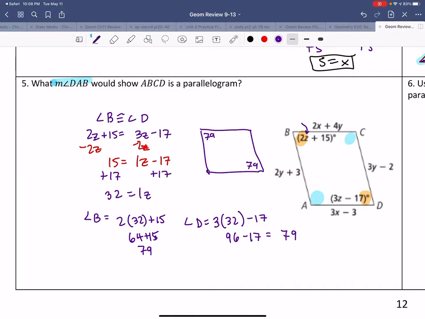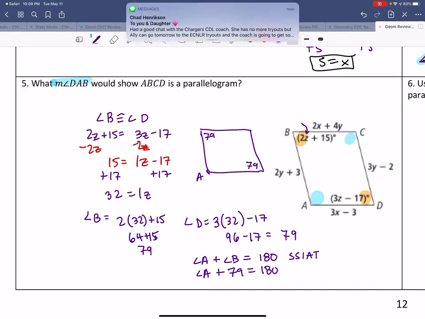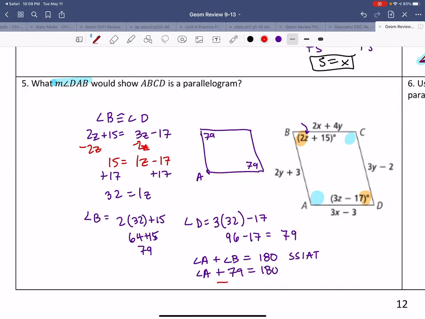So this angle here, angle A, would just be supplementary. So angle A and angle B are supplementary. They add up to 180 because they're same side interior angles. So if A is what we're solving for and B is 79, we can solve by subtracting it from 180. And we get 101. So angle DAB would be 101, and that one would be 101.